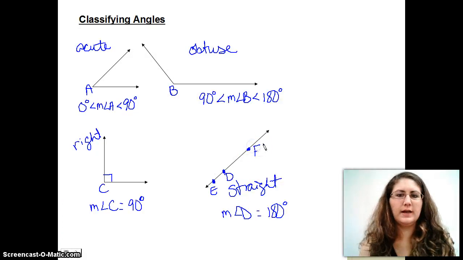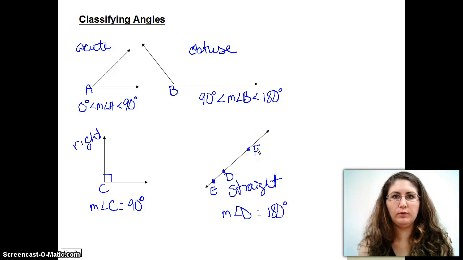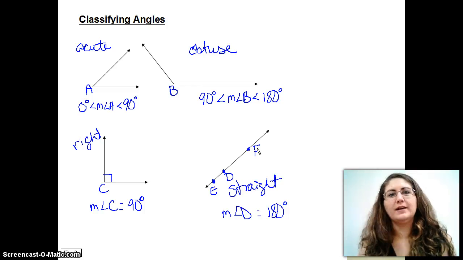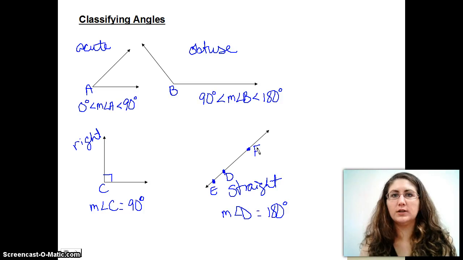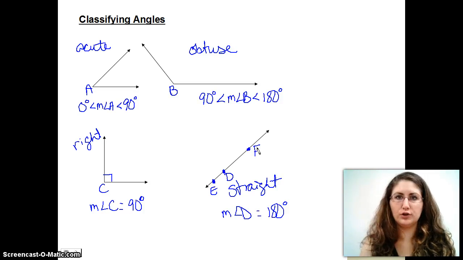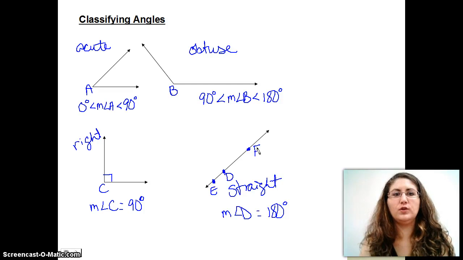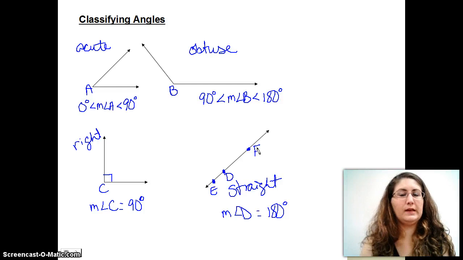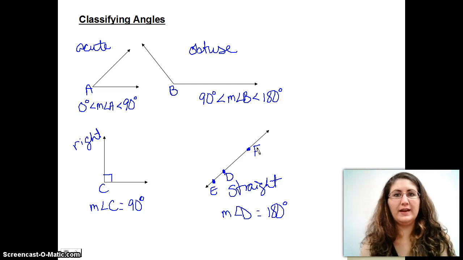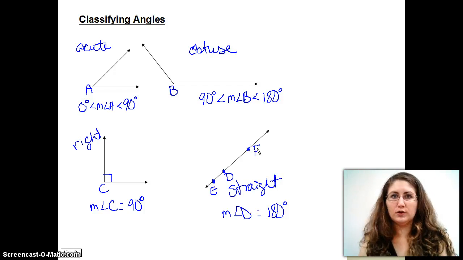Alright, so this slide is just a recap of what we discussed on the previous slide. Take a moment, pause the video, and copy these pictures and inequalities and equations down. One thing real quick: classifying angles means you're going to tell me if it's acute, obtuse, right, or straight. If I ask you to name the angle, then you would name it like angle A, angle B, whatever. So there's a difference between naming an angle and classifying an angle. Naming it, you're giving it a name, like you have your specific name.